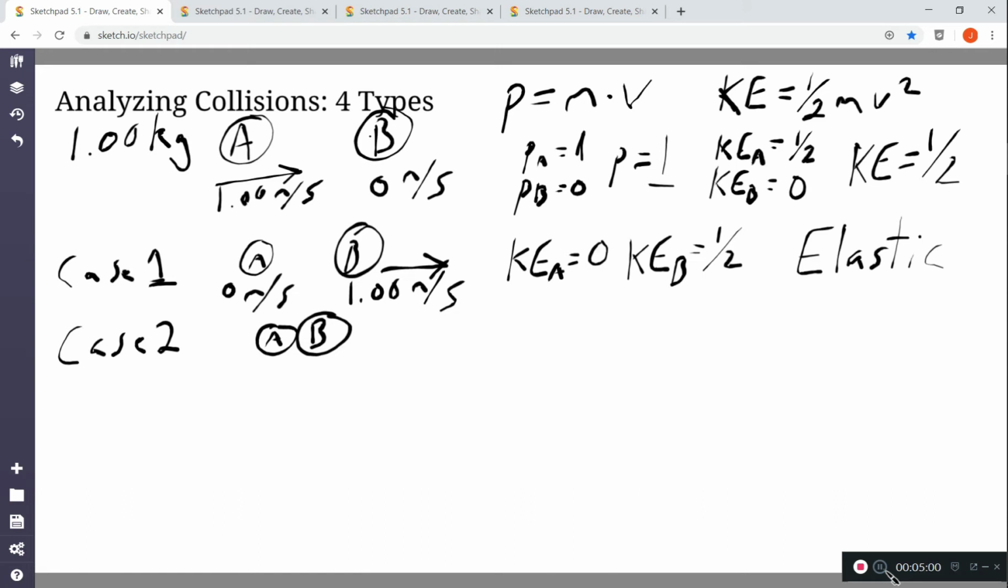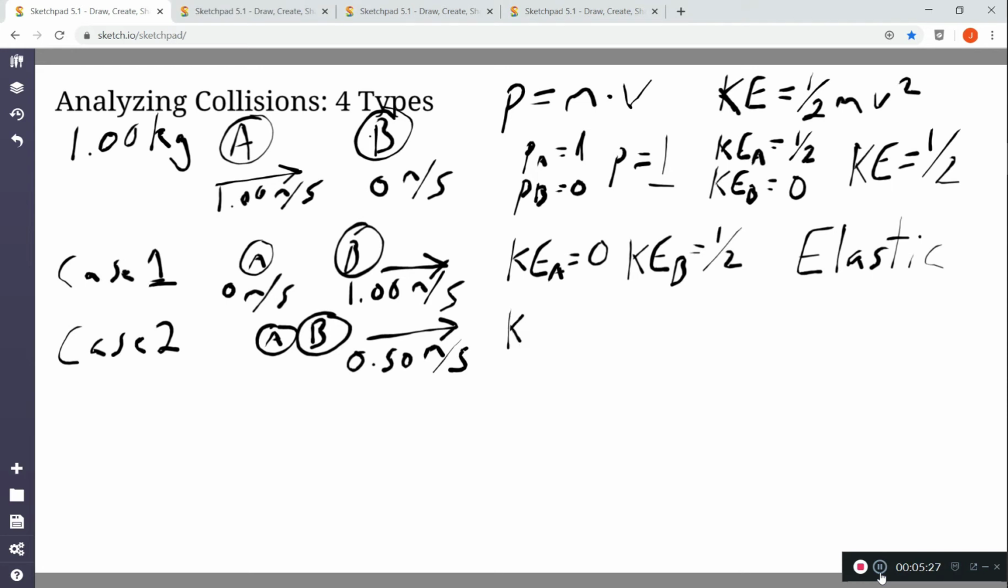Now notice that we doubled the mass though. So we have 2 kilograms worth of material, so our velocity would have to be half as much. We're going to have to come out at 0.50 meters per second. So in that situation, we end up with the same momentum, but our kinetic energy is going to be different.